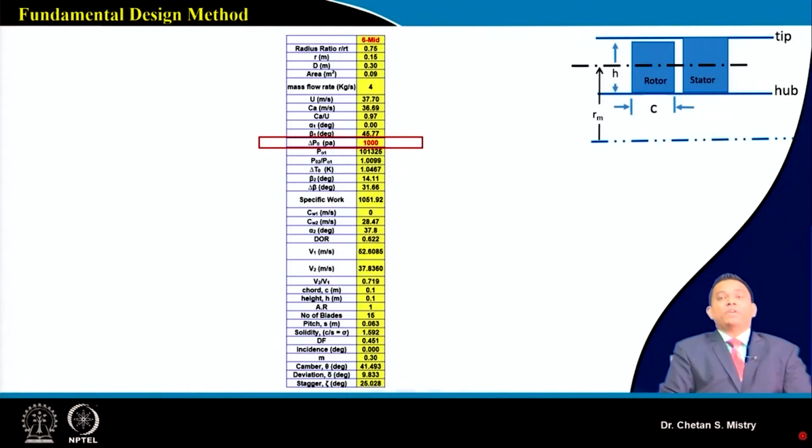We will not be discussing again what we have done at the mid span calculation. If you recall, when we were discussing design using the free vortex concept, we made this mid section design calculation. Here too, for this fundamental approach at the mid station, we are considering our pressure rise delta P0 at the mid station to be 1000 Pascal, and this is all the data we have considered.